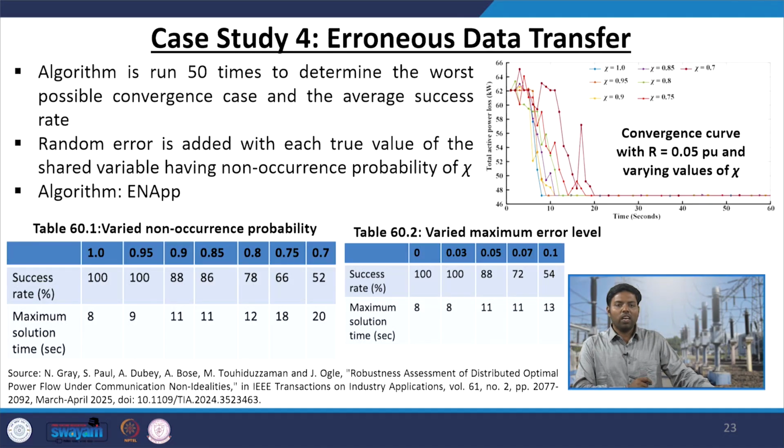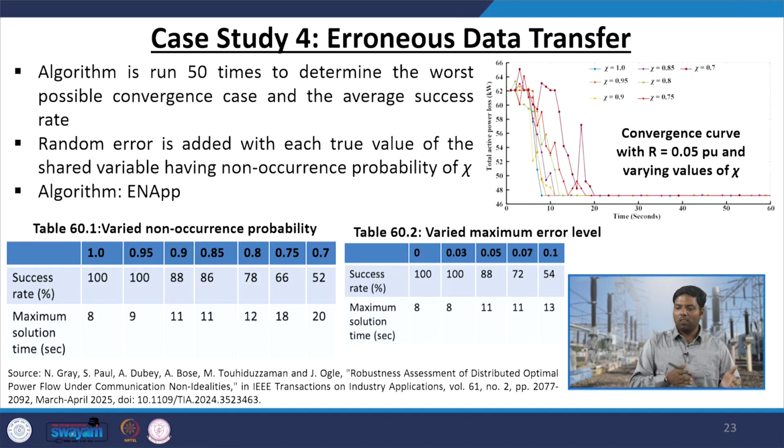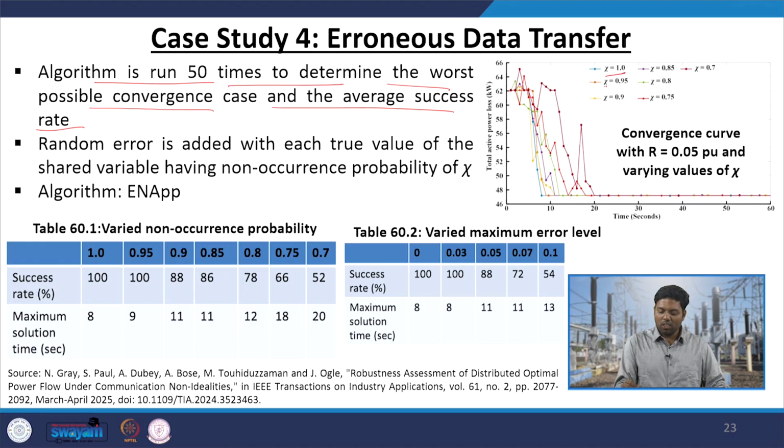Then we will see the erroneous data transfer that we modeled in our last class, that is, with the random error added with a non-occurrence probability. It is normally done by running the algorithm 50 times to determine the worst possible convergence case and the average success rate. Here chi is your non-occurrence probability, and if we reduce it, you can see the success rate also reduces significantly.